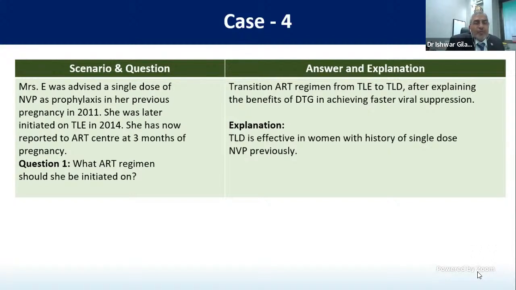In case 4, the scenario is that Mrs. E was advised a single dose of nevirapine as prophylaxis in a previous pregnancy in 2011. She was later initiated on TLE in 2014. She has now reported to ART center at 3 months of pregnancy. Question is, what ART regimen should she be initiated on? Now, transition of ART regimen from TLE to TLD, after explaining the benefits of DTG in achieving faster viral suppression, and TLD is effective in women with history of single dose nevirapine previously also. Next slide, please.